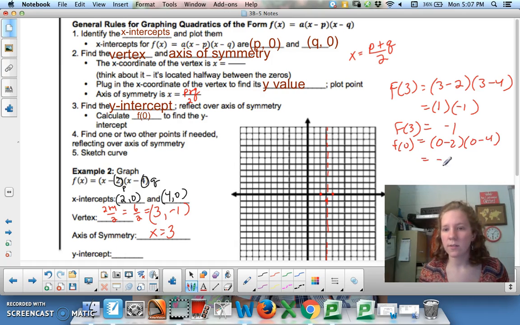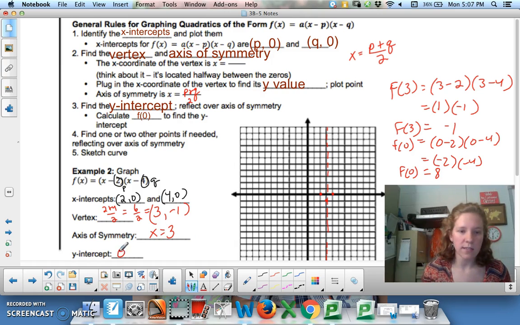0 minus 2 is negative 2, and 0 minus 4 is negative 4. So that means 8 is my y-intercept. So my y-intercept is the point (0, 8), which means I don't go side to side at all, but I go up 1, 2, 3, 4, 5, 6, 7, 8. And then I'm going to reflect that to get myself another point. So it's 3 away, so I'm going to go 3 away here.